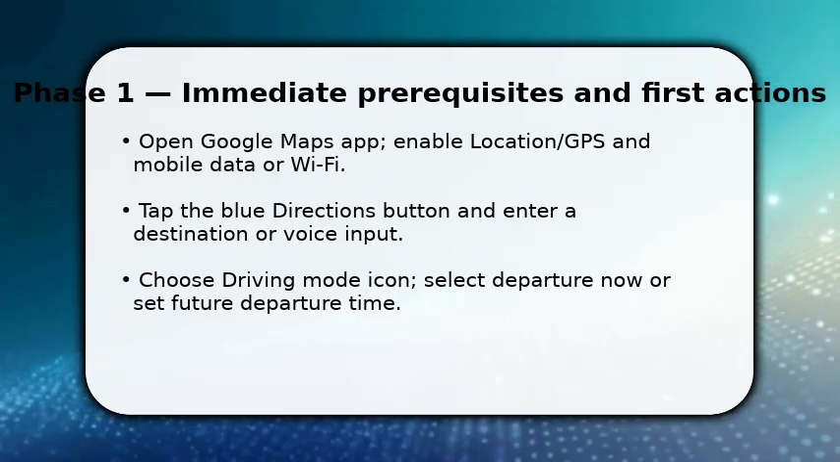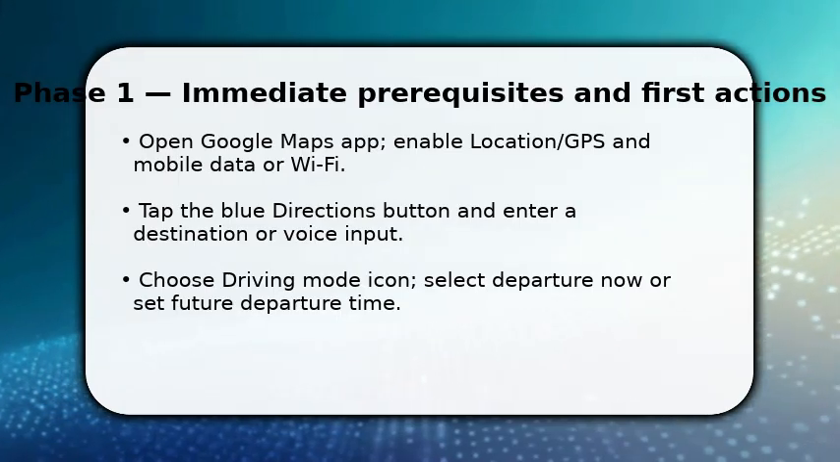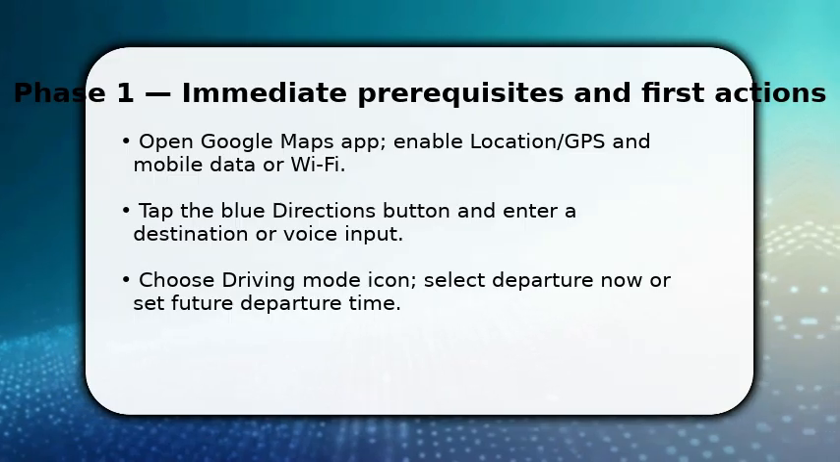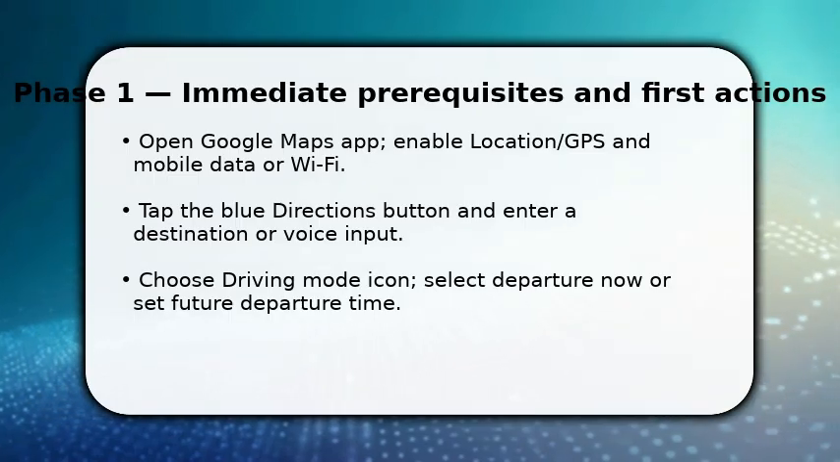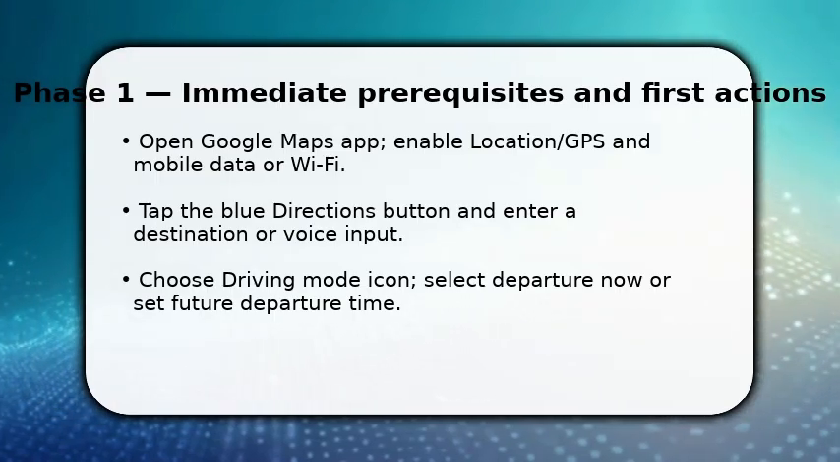You start by opening Google Maps and confirming location is on. This lets Maps pinpoint you precisely. Once done, tap Directions, type or speak your destination, and pick Driving. This switches routing to road rules, estimated time, and traffic.